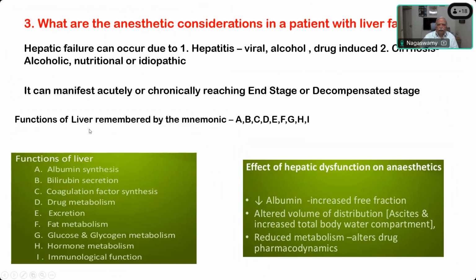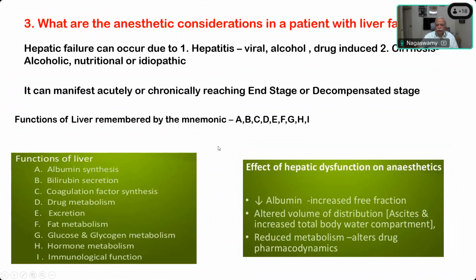And the functions of the liver can be remembered by the mnemonic A, B, C, D, E, F, G, H, I. A for albumin synthesis, B for bilirubin secretion, C for coagulation factor, D for drug metabolism, E for excretion of toxins, F for fat metabolism, G for glucose and glycogen, H for hormones, and I for immunological function.